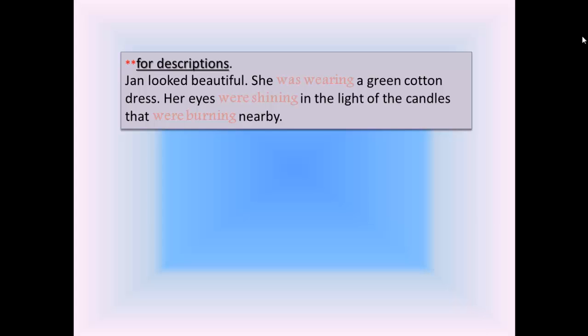I can say, Jan looked beautiful. She was wearing a green cotton dress. Her eyes were shining in the light of the candles that were burning nearby. So here I'm describing Jan. Maybe I saw her yesterday at a party, let's say. If I want to describe her, I can use past continuous for descriptions. Why did she look beautiful? Because she was wearing a green cotton dress and her eyes were shining in the light of the candles that were burning nearby.